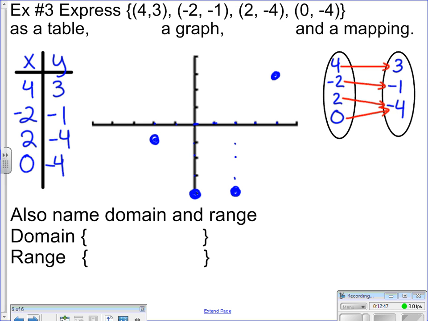Domain in order, smallest to biggest: -2, 0, 2, and 4. And range, smallest to biggest: -4, -1, 3. And no repeating in the domain and the range, just like no repeating in the mapping. And that's all you need to know about relations.